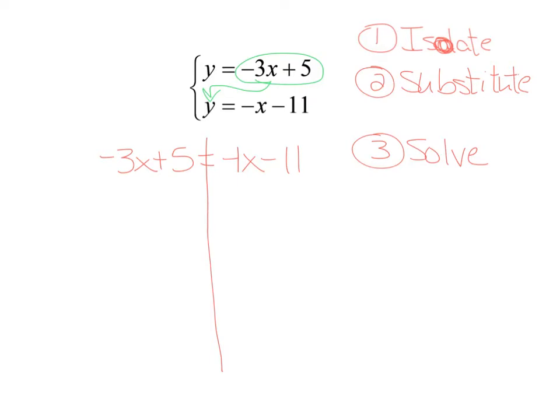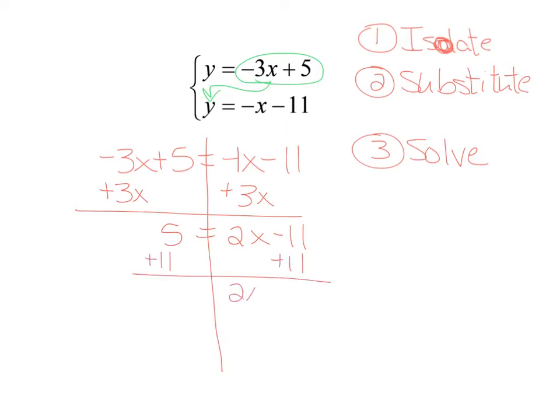So we're going to do our inverse operation. The inverse operation of negative 3x is add 3x. We're going to add 3x to both sides of the equal sign. We end up with 5 equals 2x minus 11. This ends up being a nice little two-step equation. Now we're going to add 11 to both sides. We're going to divide both sides by 2, and we get x is 8.